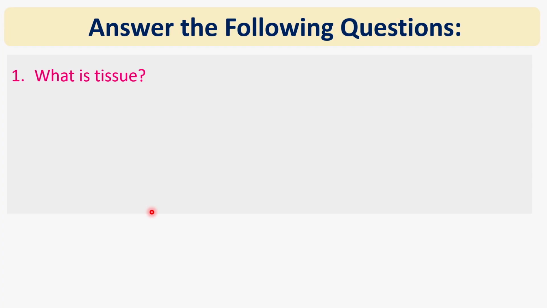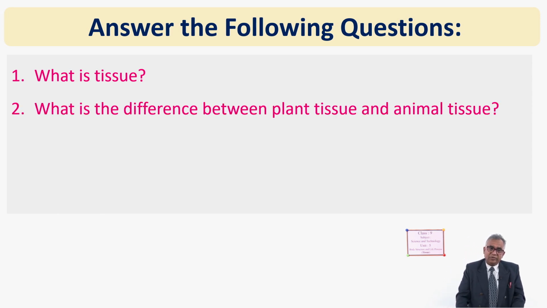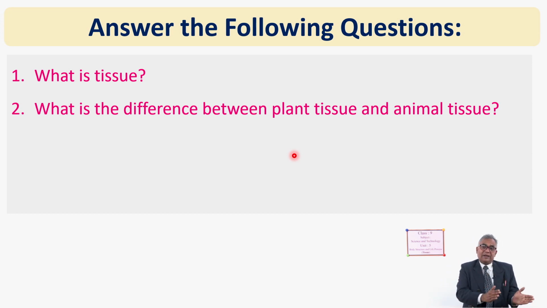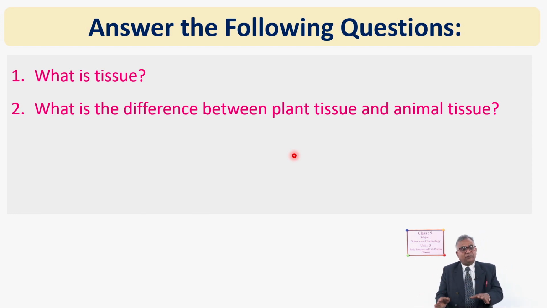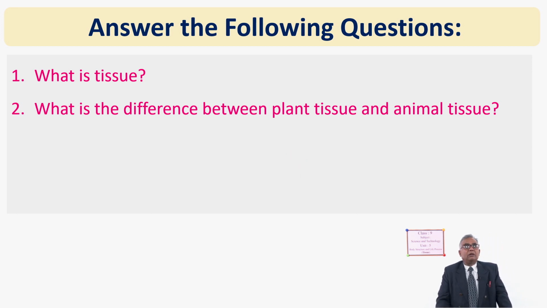First question is, what is tissue? Very easily you can define it. Next one is, what is the difference between plant tissue and animal tissue? We have not discussed it, but we have used the table to show plant tissue and animal tissue. At present, you can say easily that plant tissue is made up of plant cells, animal tissue is made up of animal cells. There are other differences also. In the next class, we will discuss it in detail. But simply at present, you can differentiate them on the basis of the knowledge you have got.